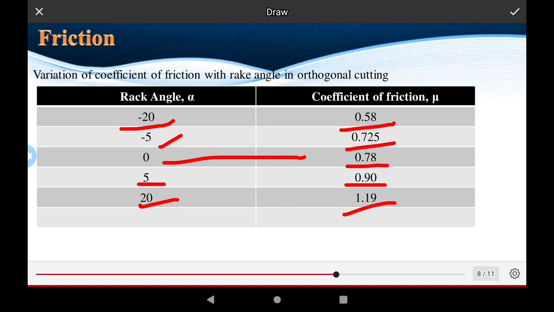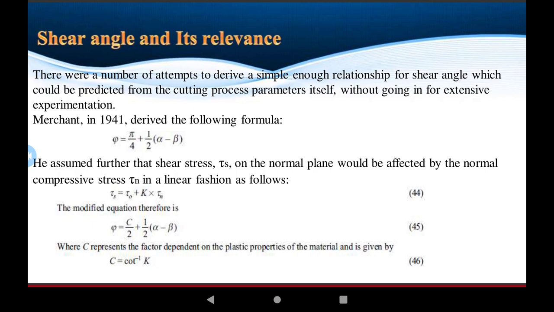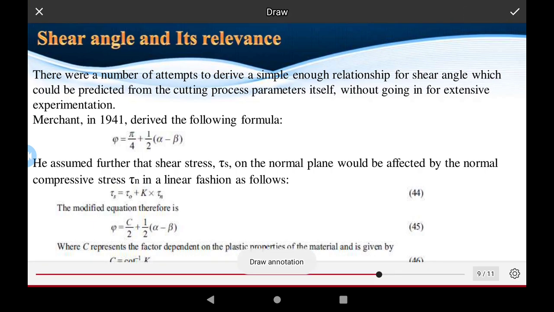This directly shows that the coefficient of friction depends on the rake angle. When the rake angle increases, the coefficient of friction also increases. When the rake angle decreases, the coefficient of friction also decreases. The shear angle is relevant, and a number of attempts have been made to derive a relationship for the shear angle, which is good for predicting the cutting forces, using some parameters without going for extensive experimentation.